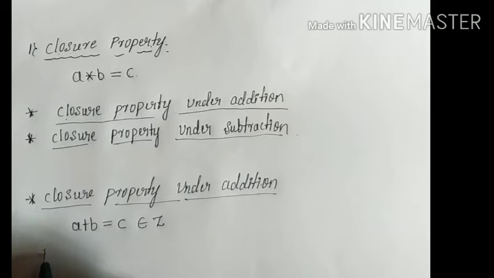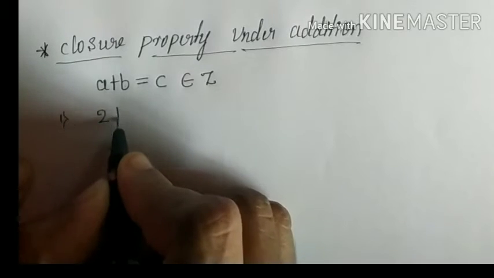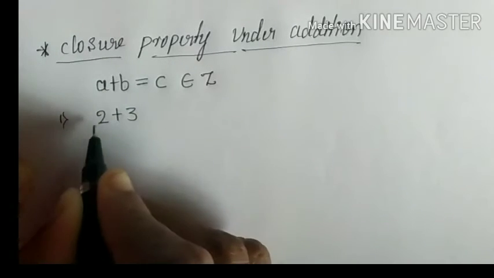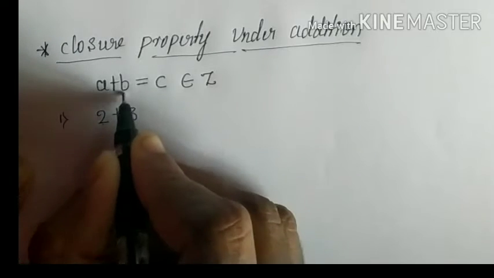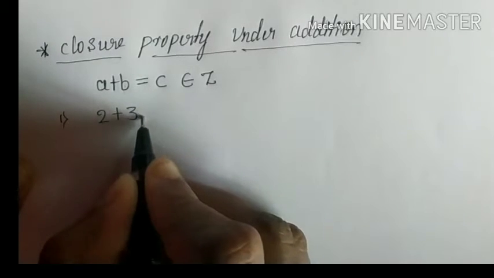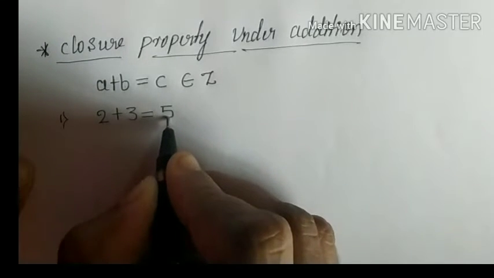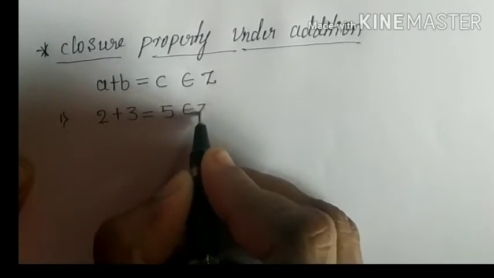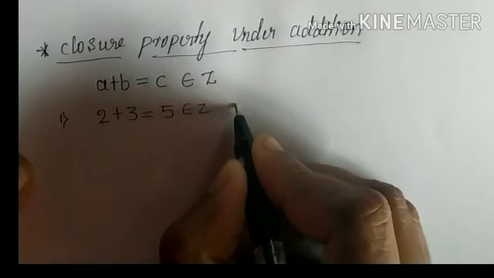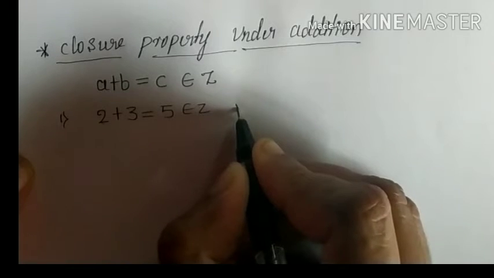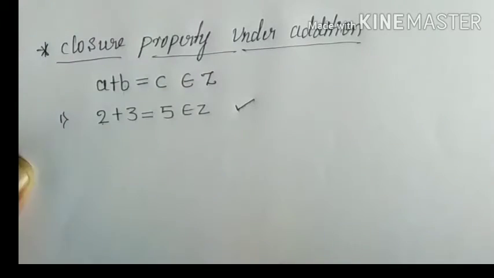I will take one example. 2 plus 3. Here 2 is an integer and 3 is an integer. What is the answer? 5. And 5 is also an integer, right? So 5 is also an integer. Hence integers are closed under addition.